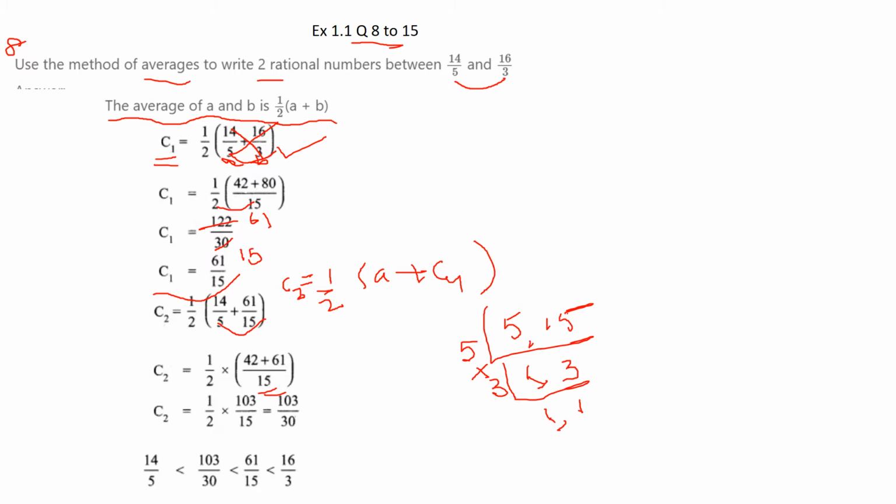So 15 in 5, 3 times. So 14 into 3, 42, plus 15 in 15, 1 time. So 61 into 1, 61. So add it, 42 plus 61, we get 103 by 2 into 15, 30. So 103 by 30. So two rational numbers are 103 by 30 and 61 by 15.